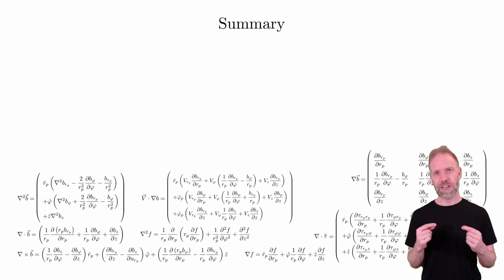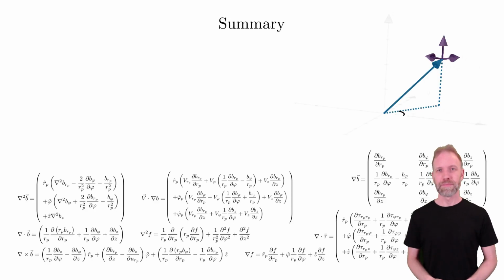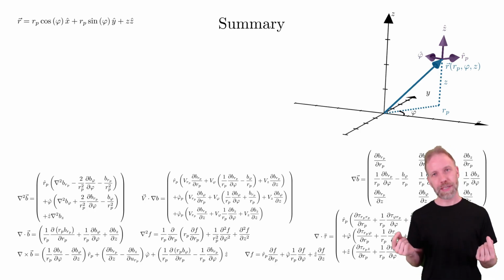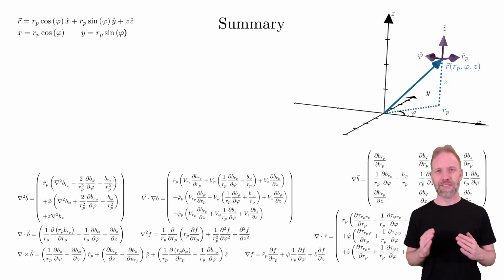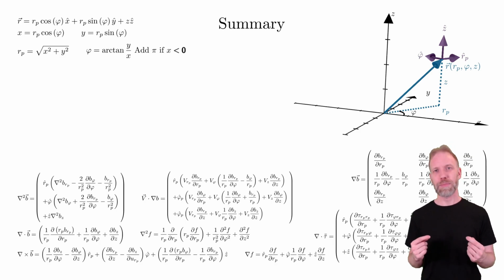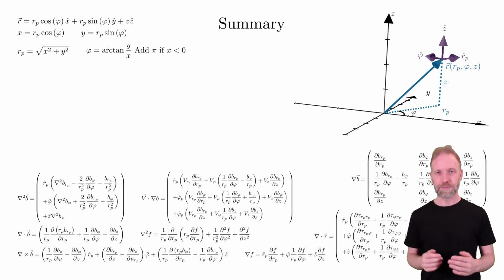Let's do a recap of the first two videos in this series as well. Let's bring back our graphical representation of the position vector and unit vectors in cylindrical coordinates. The position vector is given by the following expression. This means that x is rp cosine phi and y is rp sine phi. To go from x and y to cylindrical coordinates, rp is given by the Pythagorean theorem. Phi is given by arctan y over x, where you need to add 180 degrees if x is smaller than 0.